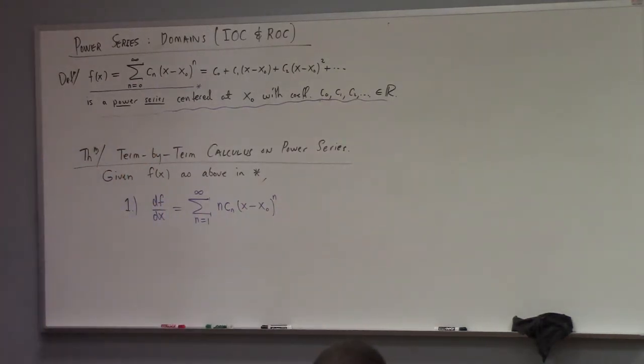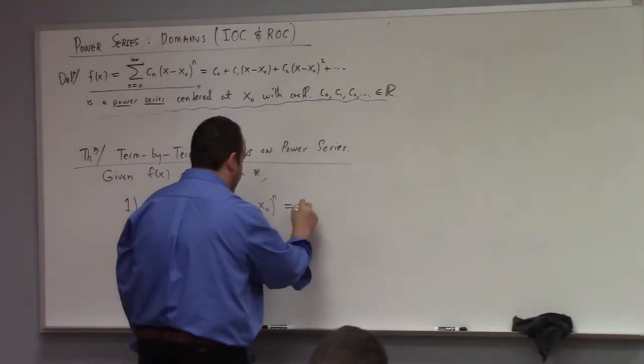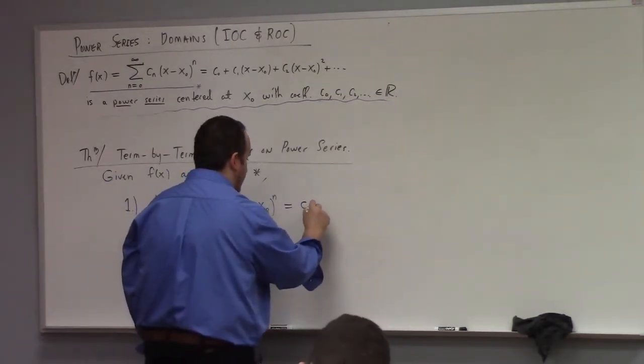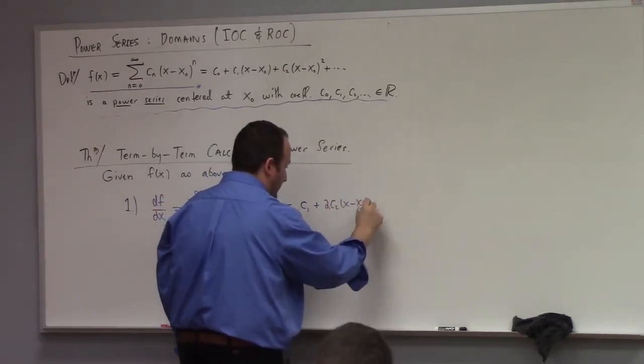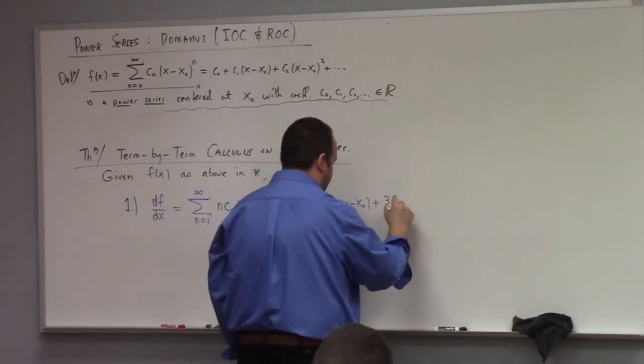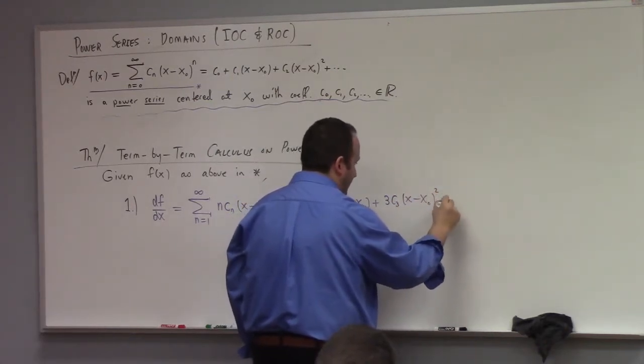Let me just write out the first three terms of that to try to drive home what's going on here. That's C1 plus 2C2 times x minus x naught plus 3C3 times x minus x naught squared plus dot, dot, dot.